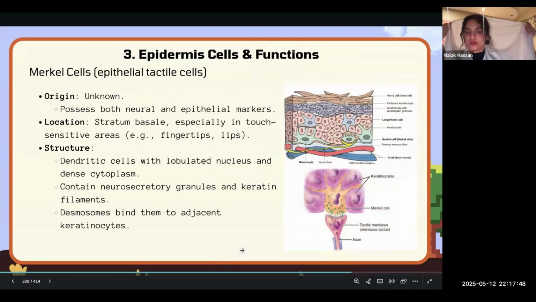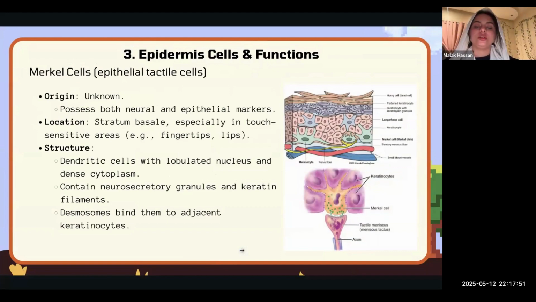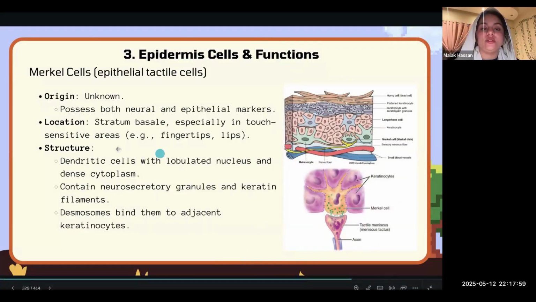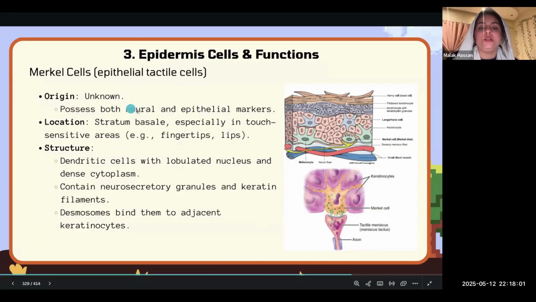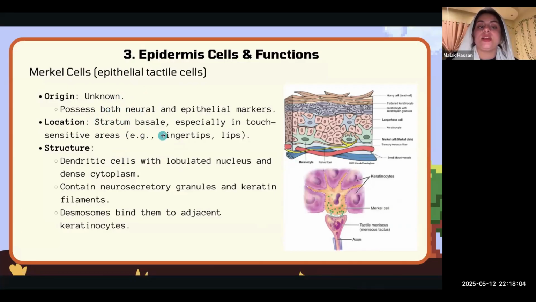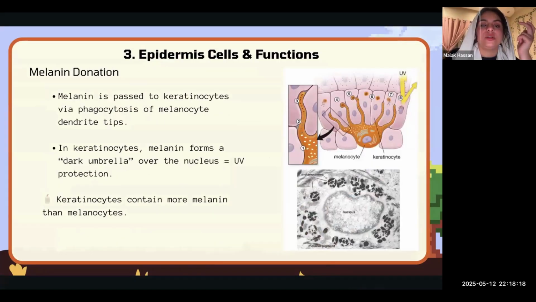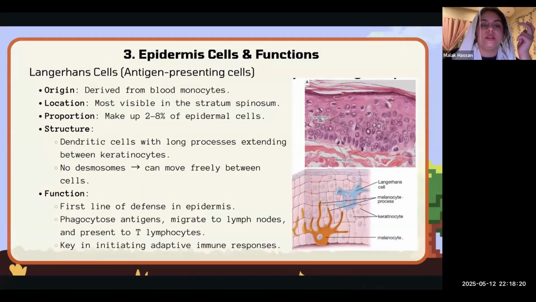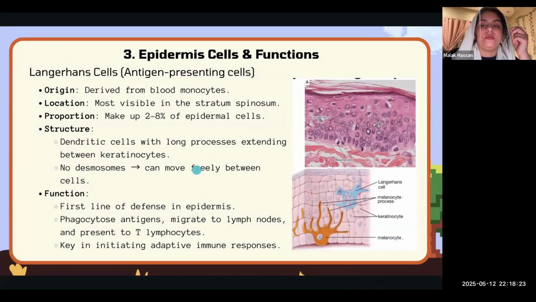What about Merkel cells? Okay, so Merkel cells are the last cell type we're going to talk about. So we've talked about keratinocytes, Langerhans cells, melanocytes. Now let's talk about Merkel cells. These are epitheliotactile cells. What is their origin? Nobody knows. But their location is in the stratum basale. Most of the cells are located in the stratum basale. You have the melanocytes, you have the Merkel cells. Those two are located in the stratum basale. The Langerhans cell can be in any layer because it can move freely between the cells.